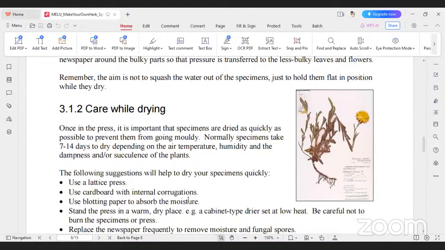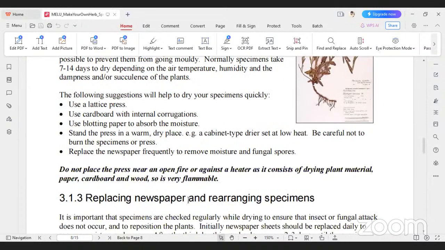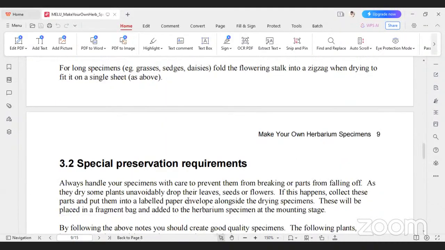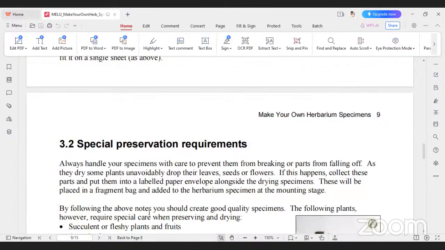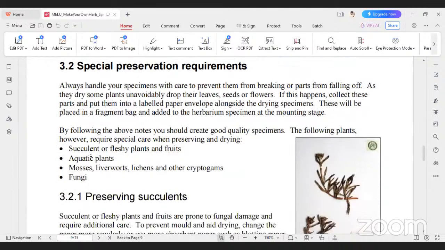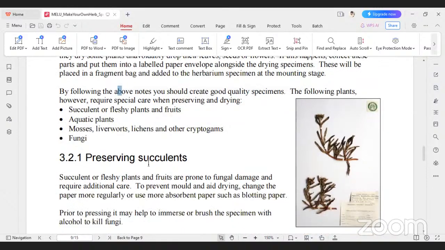Careful drying. Specimen preservation requirements: harvest and deliver specimens with care to prevent them from breaking apart or falling off. The following need special preservation to ensure quality specimens: succulent or fleshy plants or fruits, aquatic plants, mosses, liverworts, and fungi.